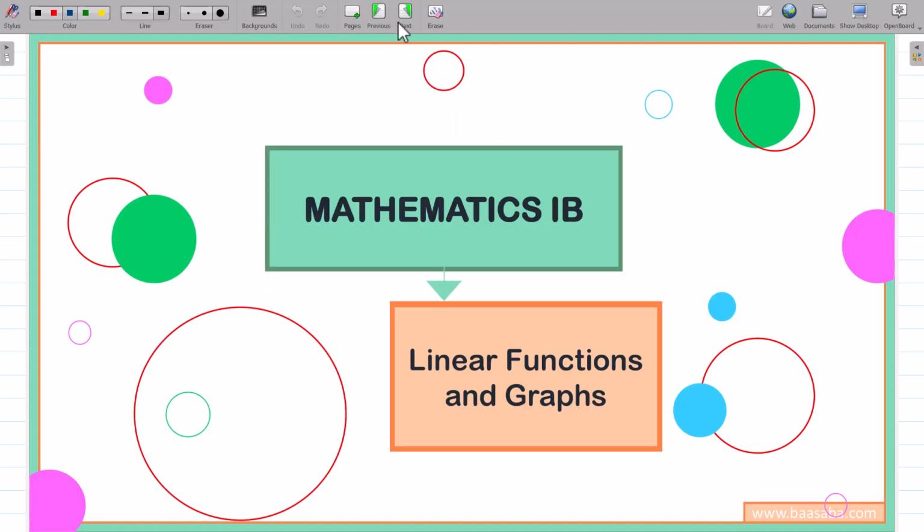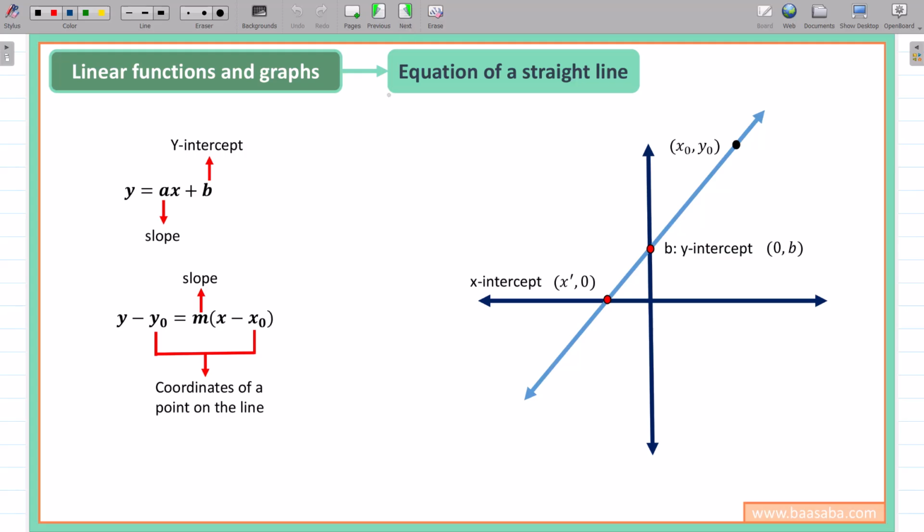Today, we're gonna talk about linear functions and graphs, particularly the equation of a straight line. You can see these two ways of writing the equation of a straight line. In the first one, we have slope and y-intercept in our equation. And with a quick scan, you can say what is the slope and y-intercept of our line. The coefficient of x is the slope or gradient of the line, and the constant term that is shown with letter B is the y-intercept of our line.